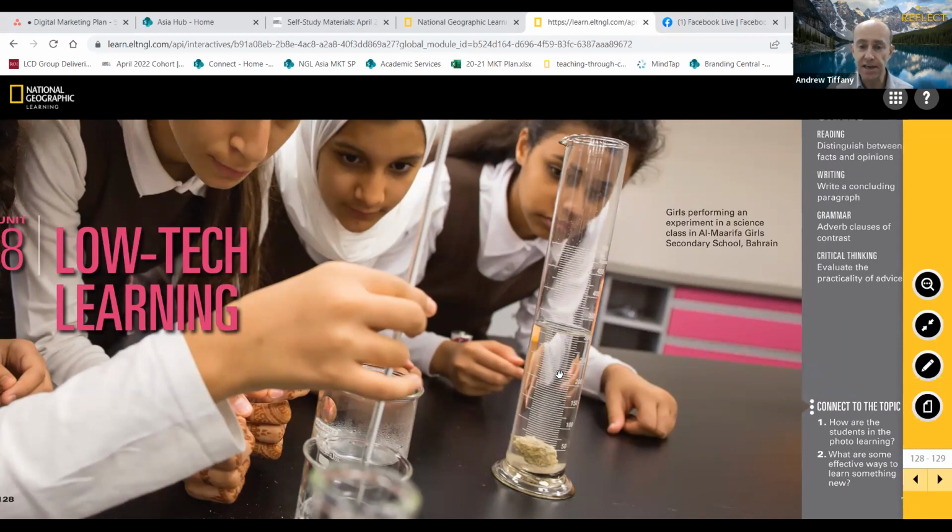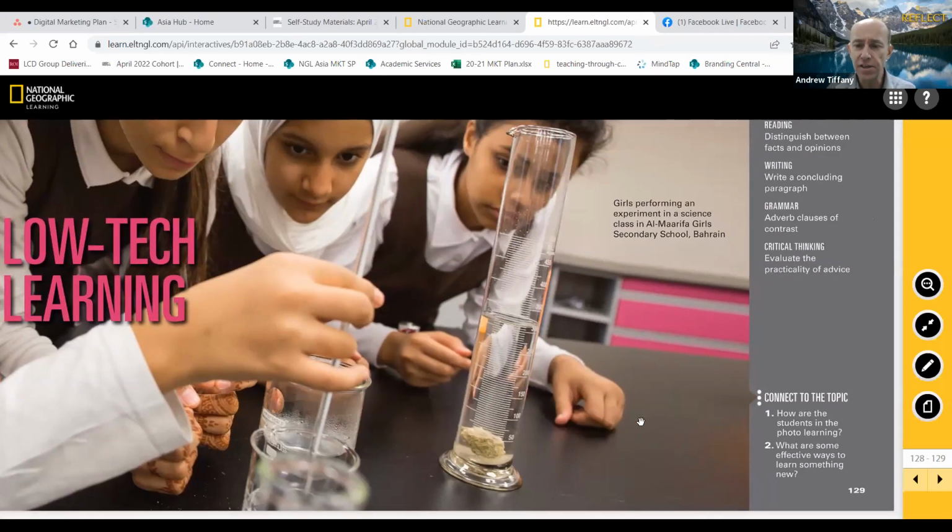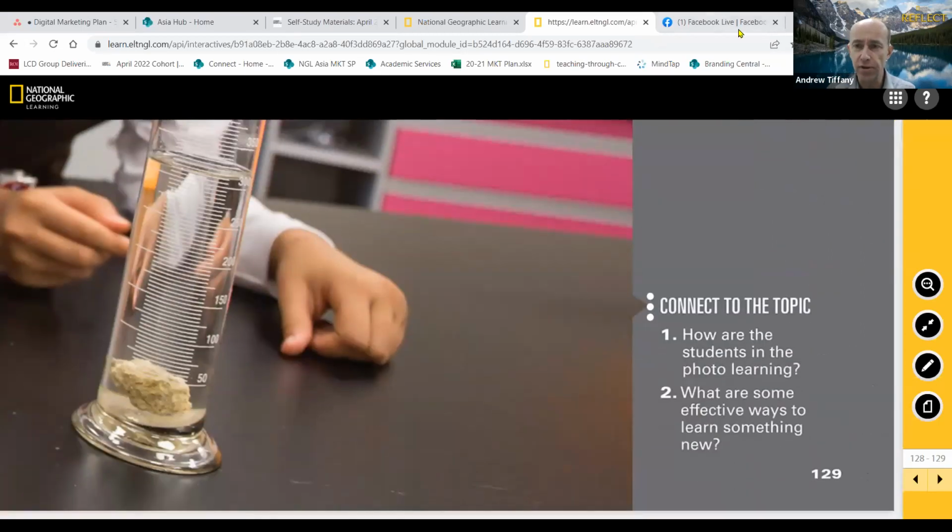Okay, yeah, it is a chemistry experiment. They're measuring temperature. It looks like they're measuring something to do maybe with solubility or something. I'm not sure, right? But yeah, they're measuring some different things here, and it's very hands-on, right? And if we look at the questions at the bottom of the page here, we've got a couple of questions.